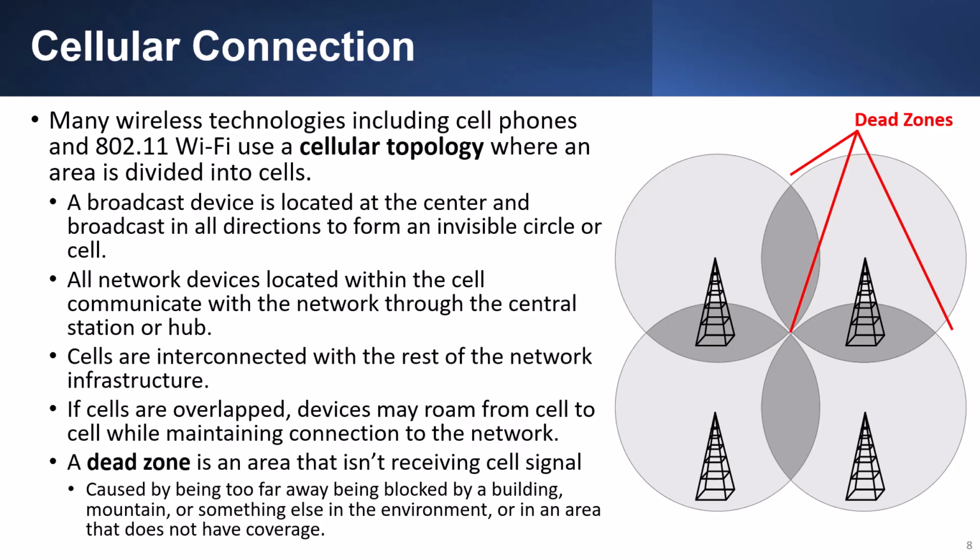Cells are interconnected with the rest of the network infrastructure. If cells are overlapped, devices may roam from cell to cell while maintaining connections to the network. A dead zone is an area that isn't receiving cell signals. It's caused by being too far away, being blocked by a building, mountain, or something else in the environment, or being in an area that does not have coverage.